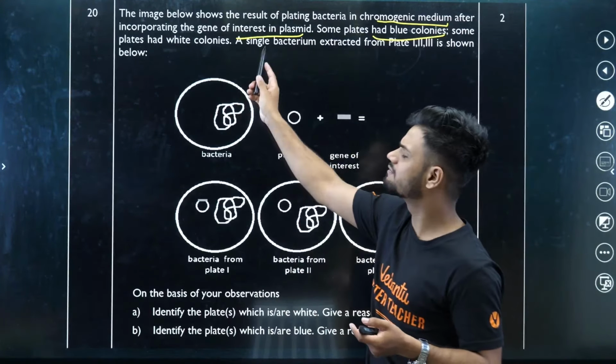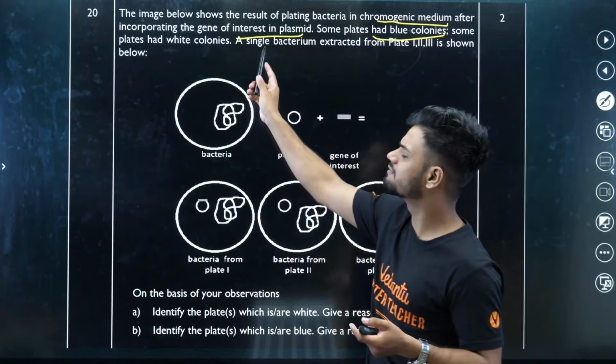Now what about plate number 2 and plate number 3? Can you see in plate number 2, we have the plasmid. Do we have the gene of interest here? No. So do we get white colonies? No. Is the enzyme active? Yes. So if the enzyme is active, blue colony. What about plate number 3? In plate number 3, we don't even have the plasmid here. So the normal condition will be working.